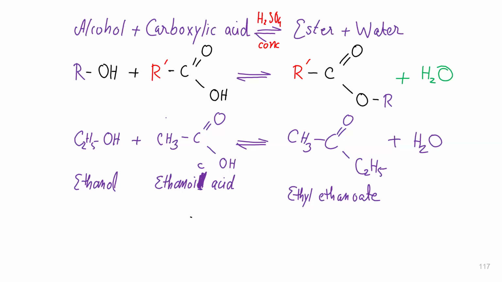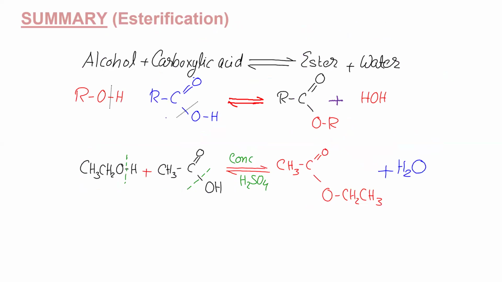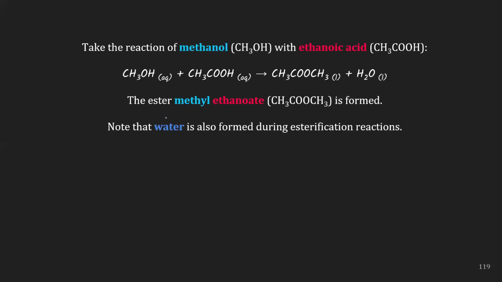Done. This is called esterification. Now look at the summary of esterification. What is esterification? Esterification is a process in which an alcohol and carboxylic acid react together. H and OH form water and you get an ester group. Remember, in this reaction, concentrated H2SO4 is used as an acid catalyst.